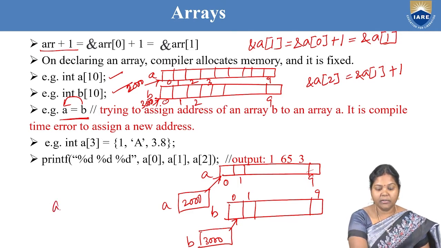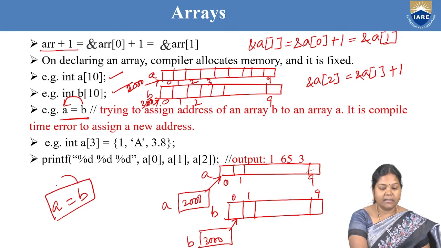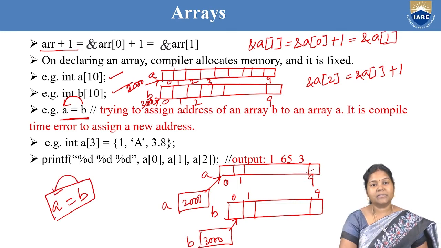So if you try to do A is equal to B, that means you are trying to assign the address of B into the address of A. That means once the array is declared, its address is fixed. You cannot modify it. That is the reason you will get a compile time error. So be careful whenever you are dealing with addresses. Addresses cannot be modified.